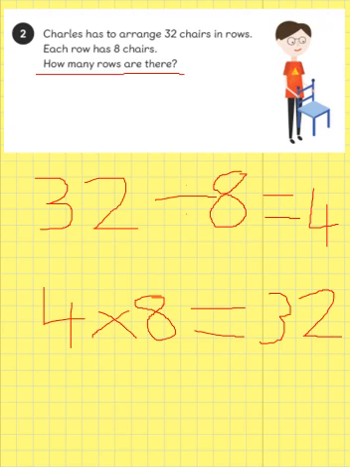that's the right answer. So I think that there are going to be 4 rows altogether. Hopefully you agree with me. If you don't, write it down and show me and tell me if I have got it wrong.